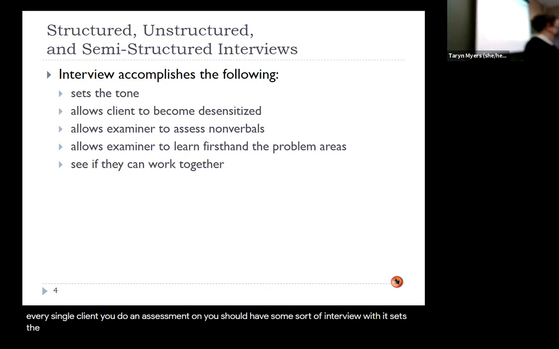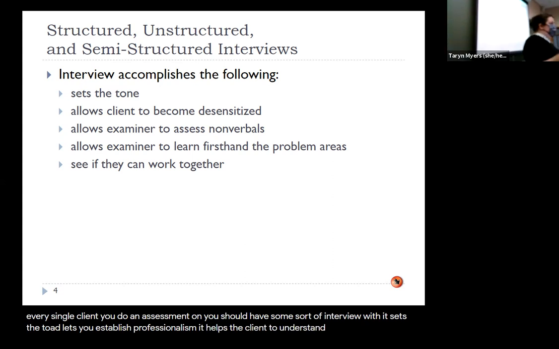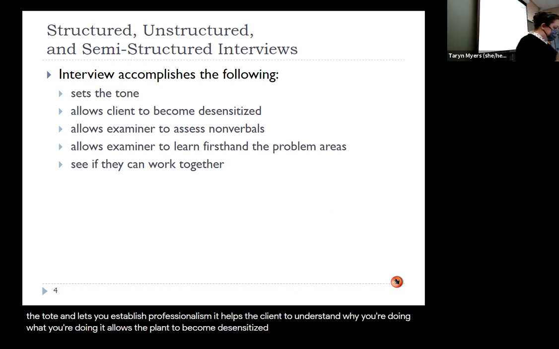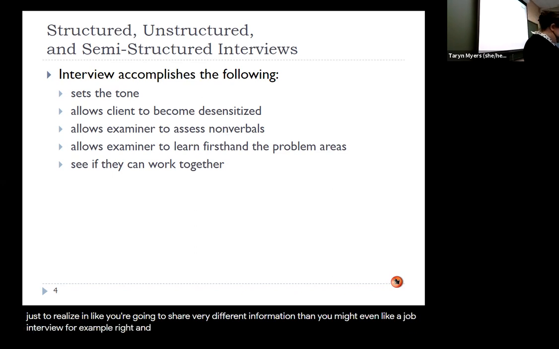It sets the tone. It lets you establish professionalism. It helps the client to understand why you're doing what you're doing. It allows the client to become desensitized to intimate and personal information, sort of realizing you're going to share very different information than you might in a job interview, for example, right? And that's okay, and that's confidential, and that's kept in this room.